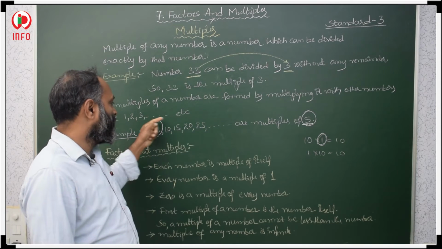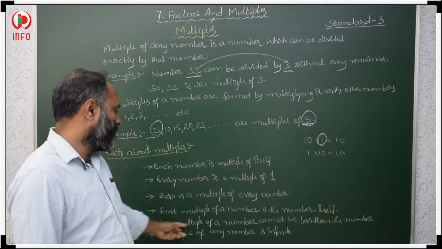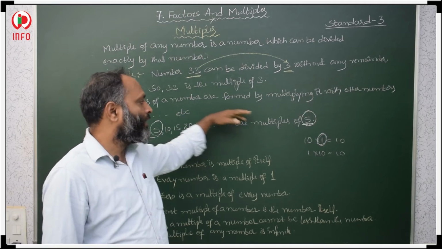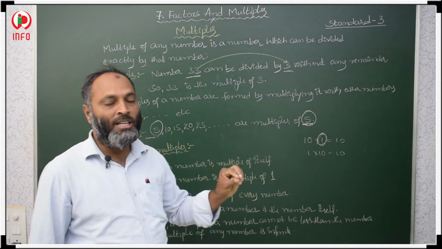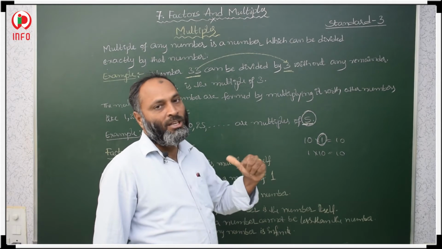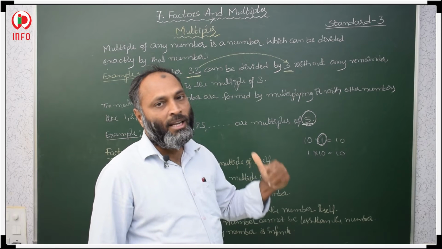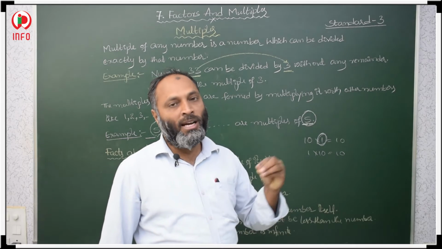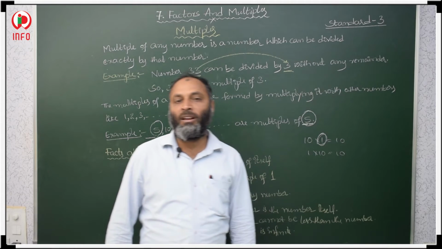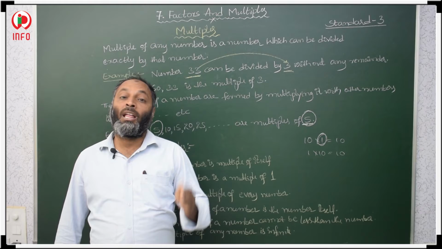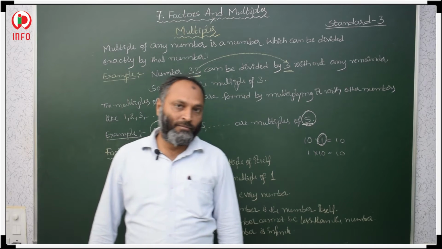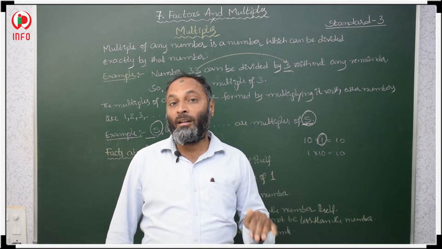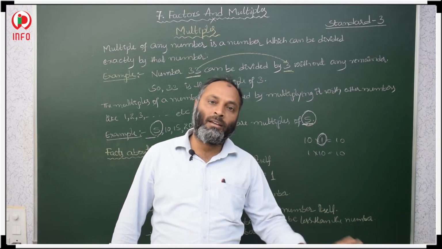The multiples are equal to or greater than the number. They cannot be less. Either they are equal or greater than the given number. Multiples of 5 start from 5, not less than 5. Multiples of 6 start from 6, not less than 6. Multiples of 10 start from 10, not less than 10. So multiples are either equal or greater. How are the factors? Factors are less or equal, but multiples are equal or greater than the given number.